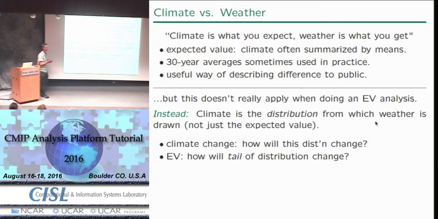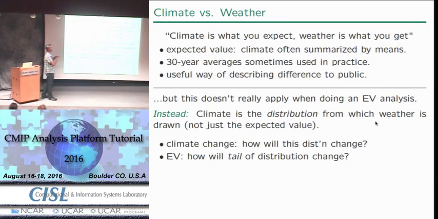Okay, so you've seen this quote. What's the difference between climate and weather? The quote that often is used is, climate is what you expect and weather is what you get. And that word expect has a very specific connotation in statistics. Expected value means mean, okay? And so climate is often summarized by means, and that's a perfectly reasonable way to summarize a distribution. And people use 30-year averages as an estimate of the climatological mean.